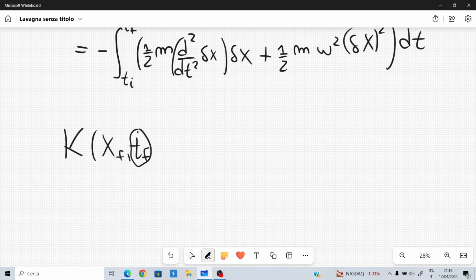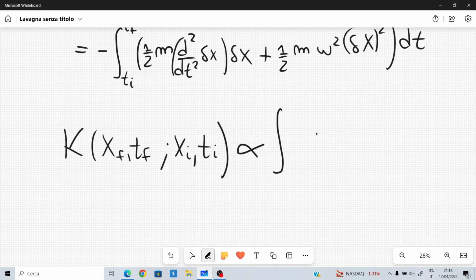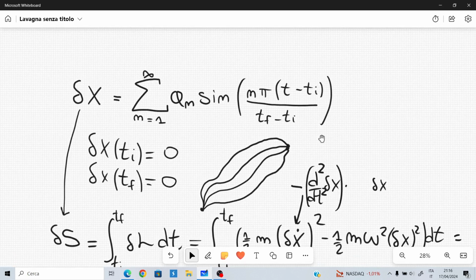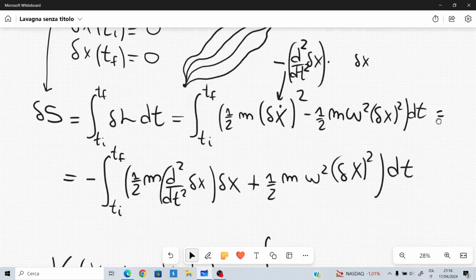Then we have a time variable, t_f, and then we also have an initial time, t_i, and an initial point, x_i, like this. And this is proportional, so this proportionality is due to some normalization factor. You have an integral of some measure, and in particular, if we are in the frequency domain, the variables of integration will become these coefficients, the a_n's.